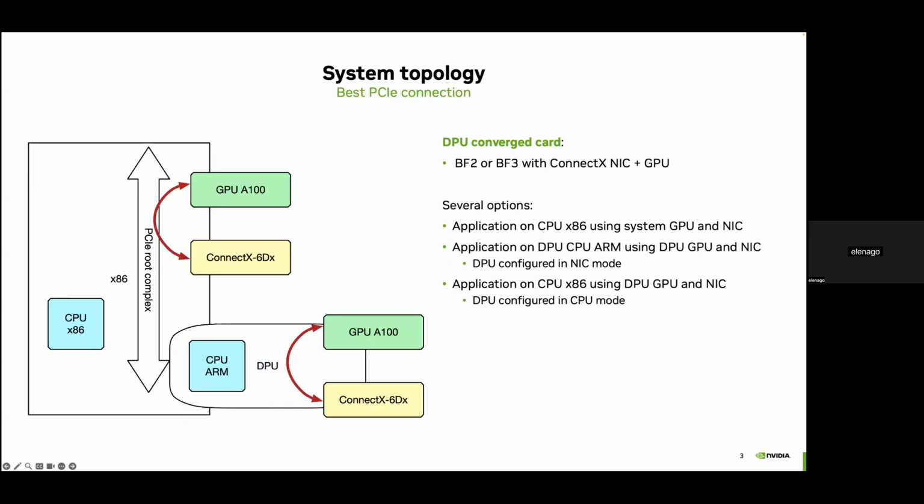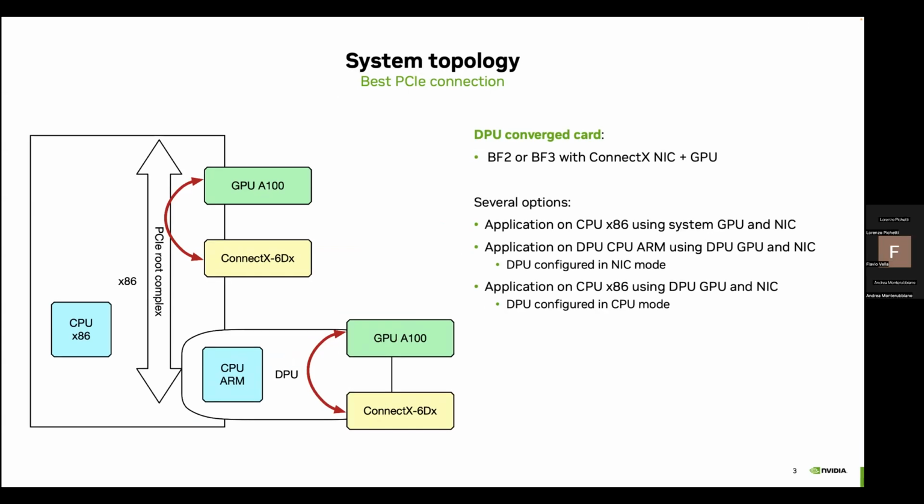I already said that, but I just want to put some focus on this. The good thing about having a DPU converged card is that you have the best PCI connection between the GPU and the network card. This is crucial for GPU packet processing applications where you want to receive packets directly in GPU memory in the fastest way possible, without hitting system limitations. It's nothing that you cannot do without the DPU converged card.